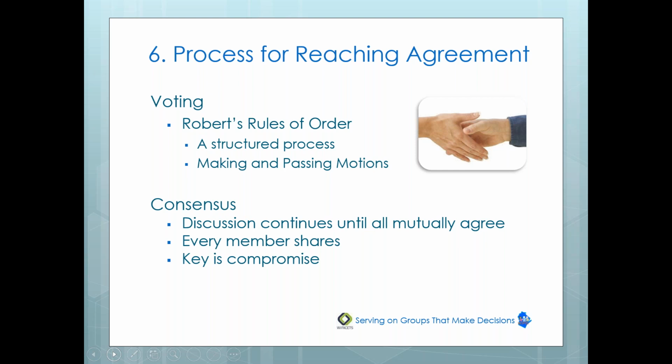So a majority is 51%. So it's half of the group plus one. So if you have 16 members of the group, for example, you'd need 9 of them to vote yes in order for the motion to pass.